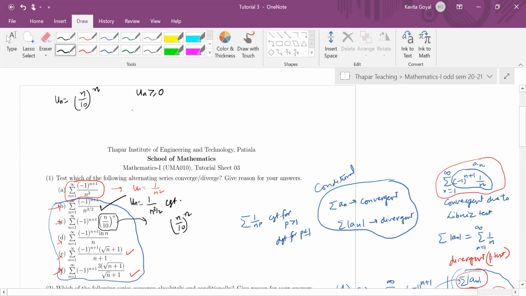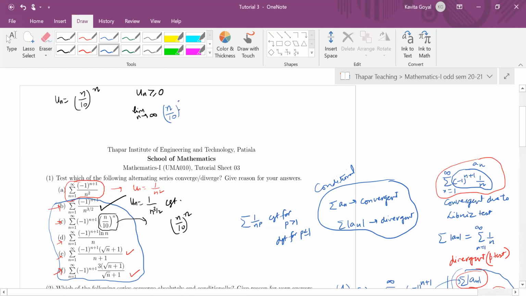And then you need to check the limit as n goes to infinity of n raised to power n upon 10 raised to power n. What is this limit? Can you tell me what is this limit? What do you expect this limit to be? Let me write it down like this.